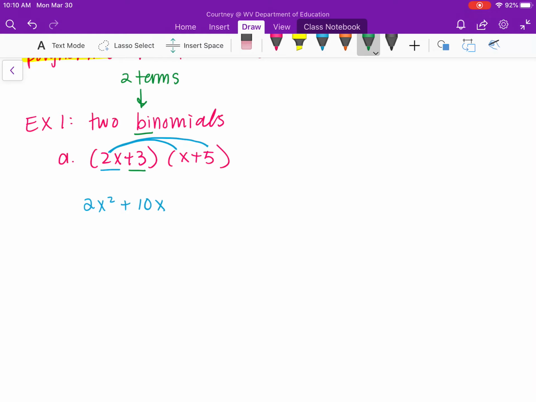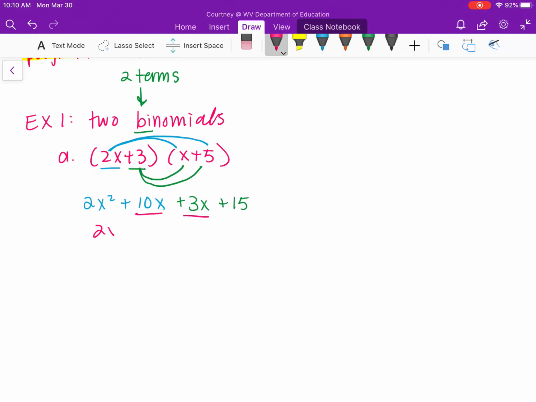Then I do the same thing with the 3. Take my green, I go 3 times x, 3x, and 3 times 5, 15. Okay, now let's look at this. Is there anything in here that we can combine together? Yes, I have two just plain x terms here. So I'm going to combine those. The 2x squared just comes down. 10 plus 3 is 13x, and then a 15. And that is our final answer.